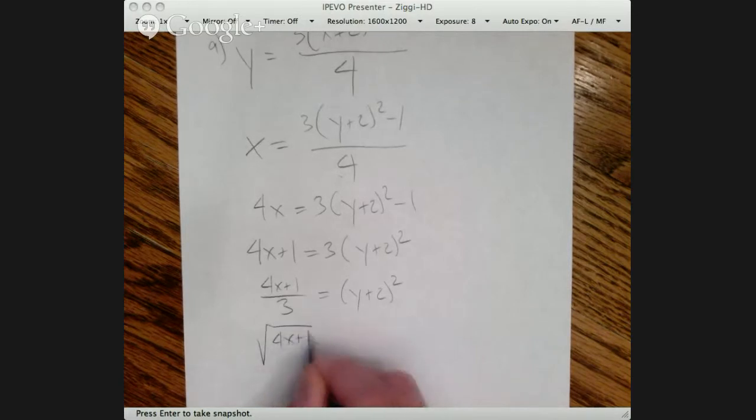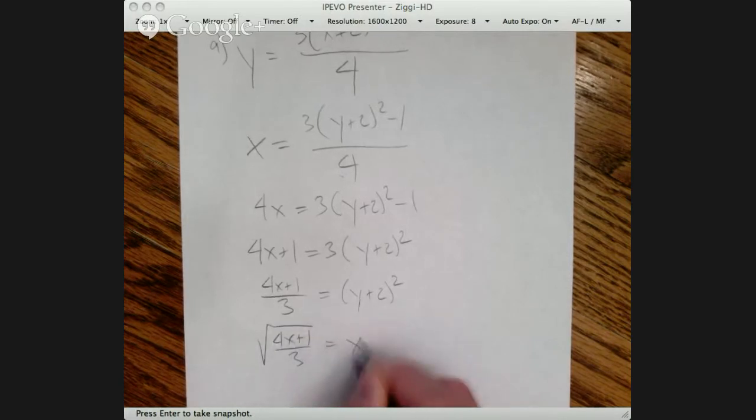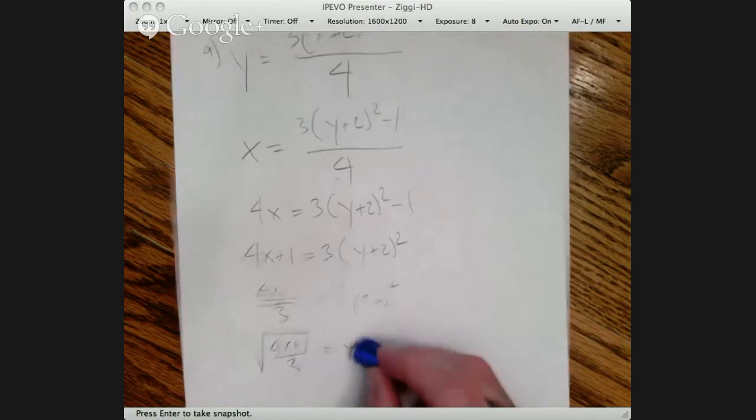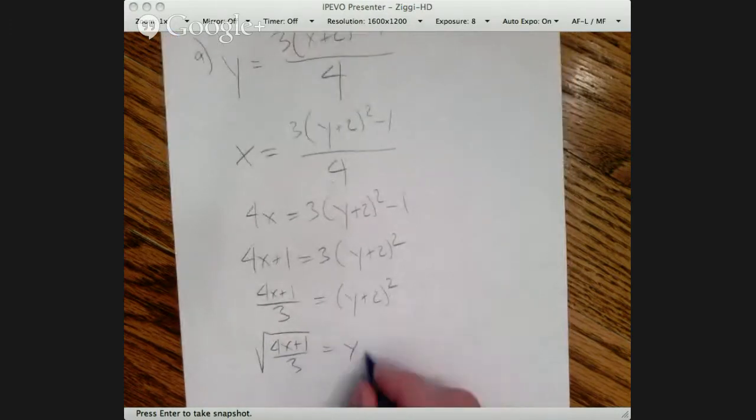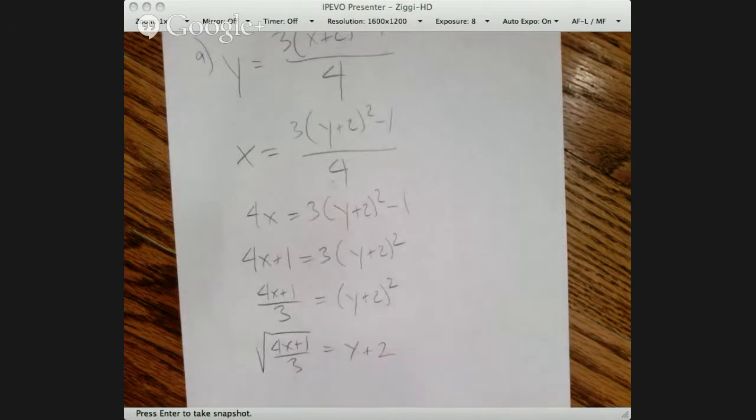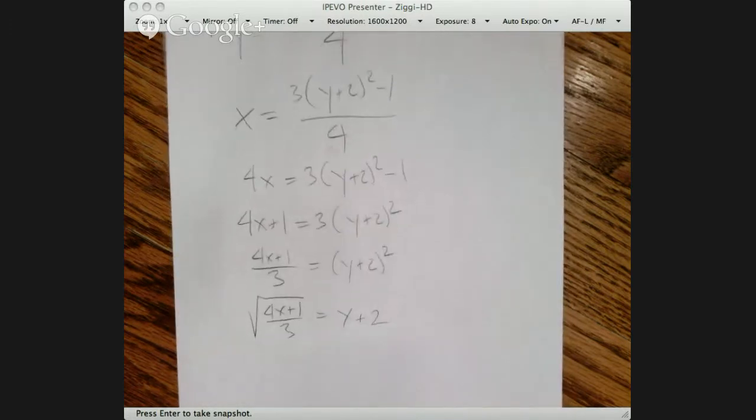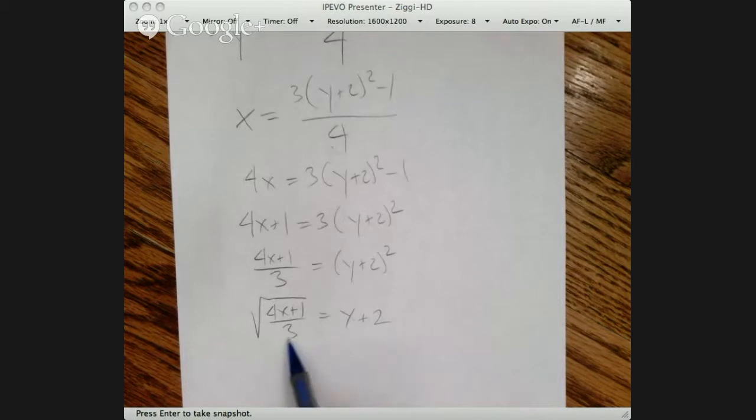Square root of this side equals y plus 2. It's very possible that your teacher will say that they don't want to have a square root underneath the bottom, but you know what? For the sake of just doing this, you're getting the right answer, and it really doesn't matter since you could use calculators to evaluate this. I would leave it this way.